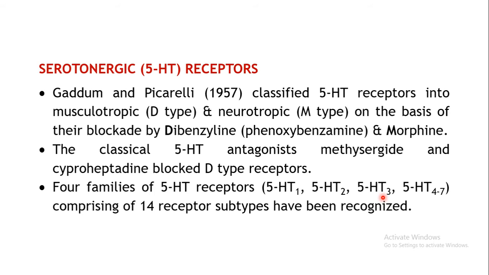Okay, if you consider all the 5-HT receptors, there are totally 14 types of these 5-HT receptors. So again over here there is subclassification. These are totally 7 5-HT receptors, but further there is subclassification again within this. So totally there are 14 subtypes of 5-HT receptors which have been discovered.